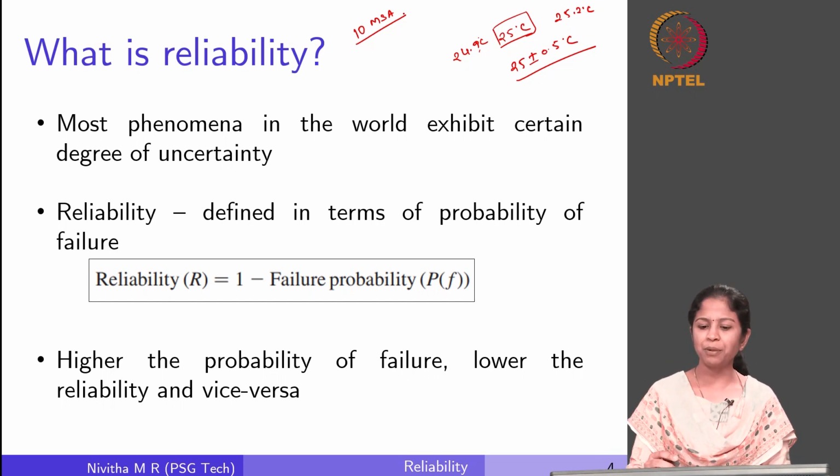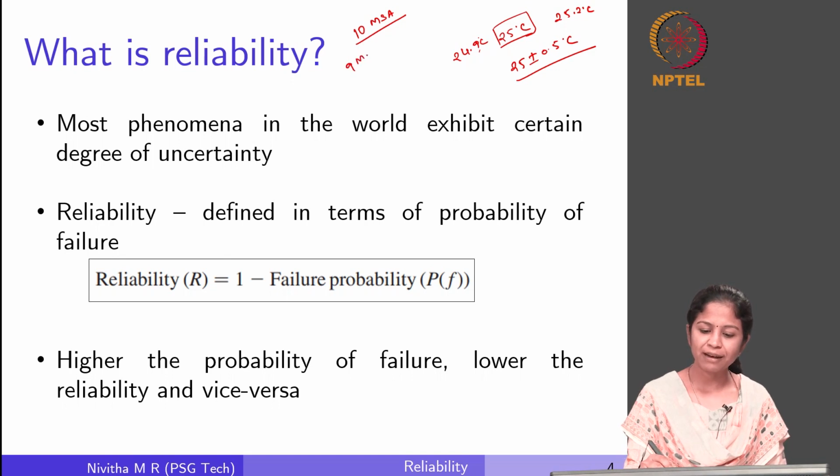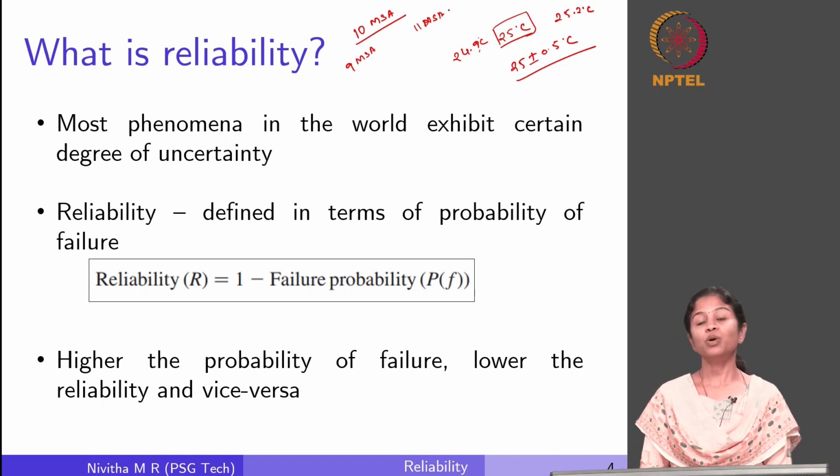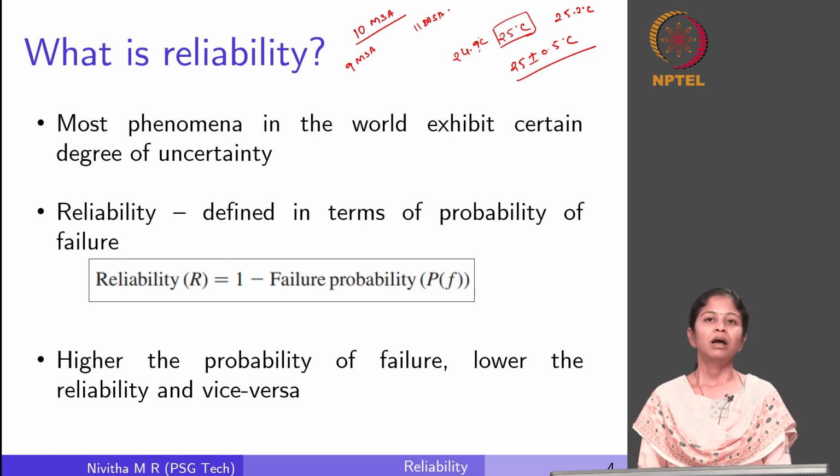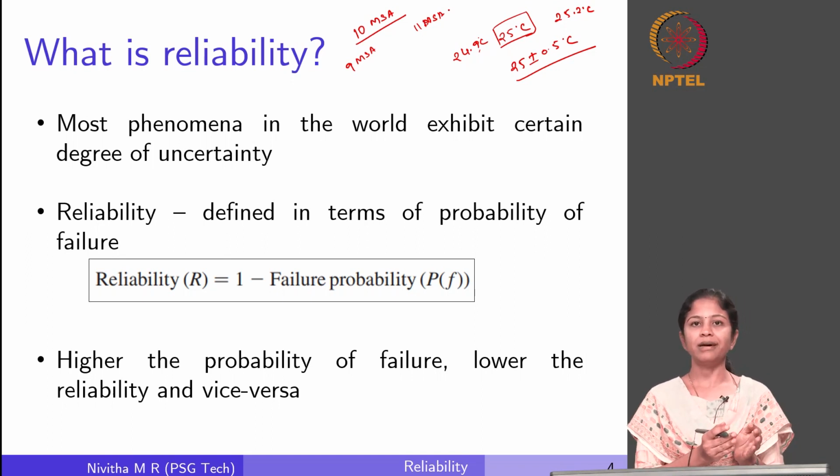So why do we see that variability? It can fail at 9 MSA, or it can fail at 11 MSA, or something less or more. So why do we have this variability? Right now, if we recollect the pavement construction process, we have a design, like I said earlier.